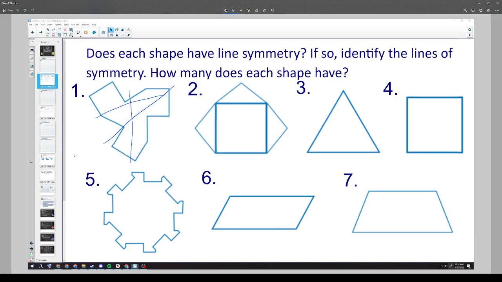The second one, the left and right half look identical. So if I split it down the middle, then I have one line of symmetry for this shape. If I tried to split it anywhere else, I'm going to end up with two uneven things.